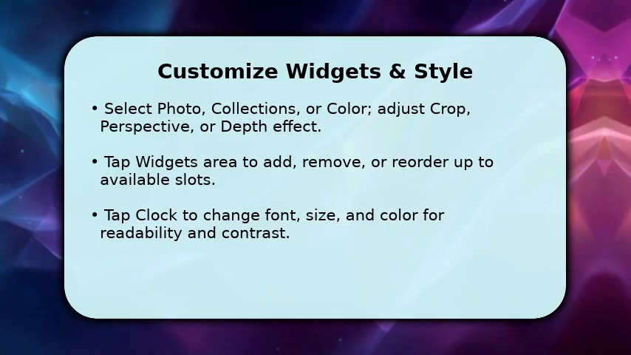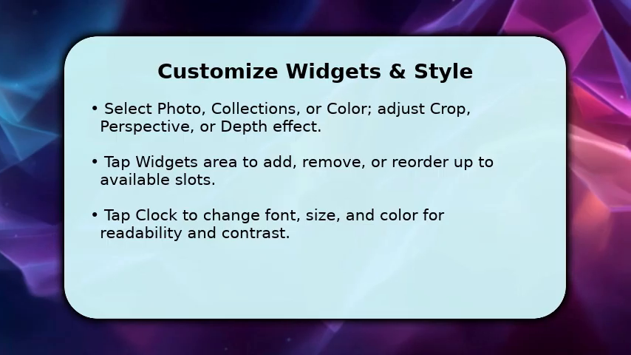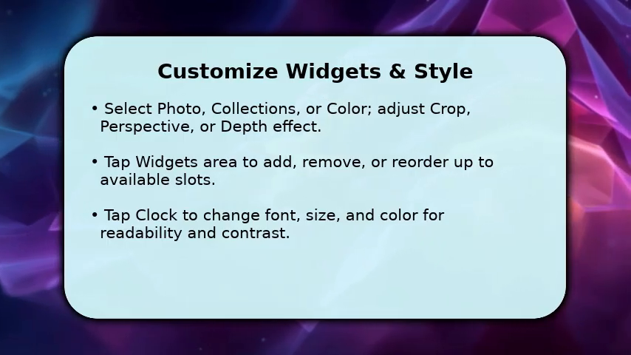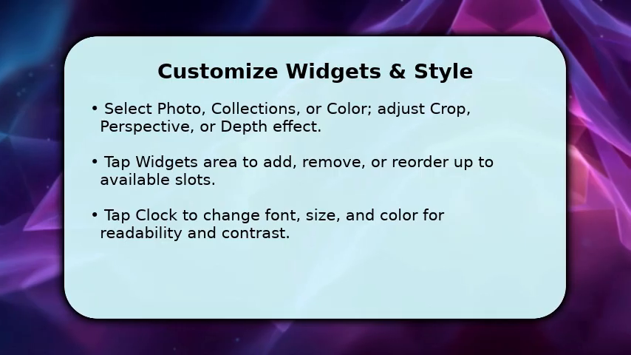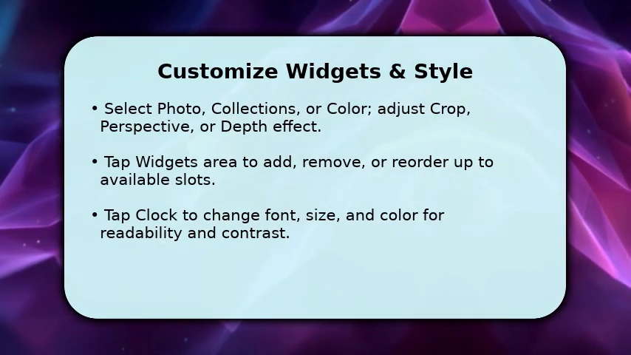You'll tap the widgets area to add, remove, or reorder practical items, calendar, battery, or shortcuts, balancing info density and legibility. Then tap the clock to set font, size, and color. Contrast matters for quick glances.